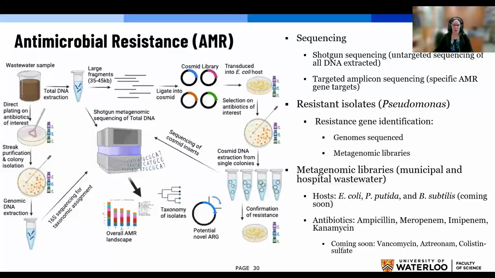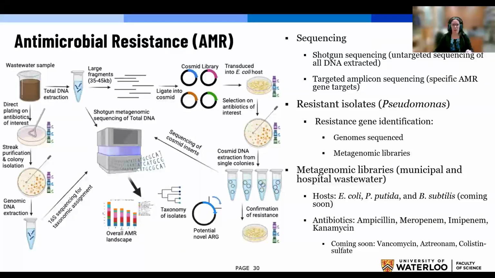So the way we bridge the gap between these two methods is what we call a functional metagenomics approach. This is pictured along the top, towards the right, and then down the right side of the diagram. This is where we take the DNA that was extracted from the wastewater sample and break it into larger fragments. We then ligate these fragments into a broad host range cosmid backbone and transduce this library into a host organism, in this case E. coli, but we have also made libraries in Pseudomonas putida and are working on several other host organisms, including Bacillus subtilis.